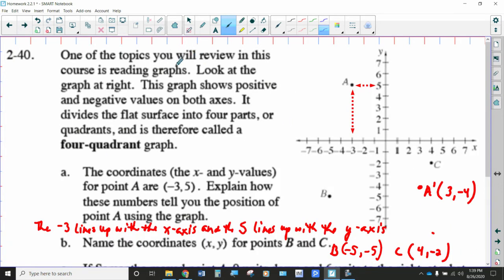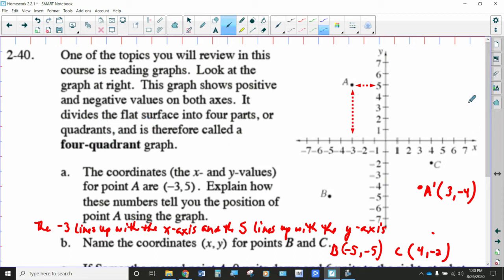One of the topics you will review in this course is reading graphs. Look at the graph at the right. This graph shows positive and negative values on both axes, right? Here's your x-axis, counting by ones going in the positive direction and in the negative direction. Also on the y-axis, the same exact counting sequence.